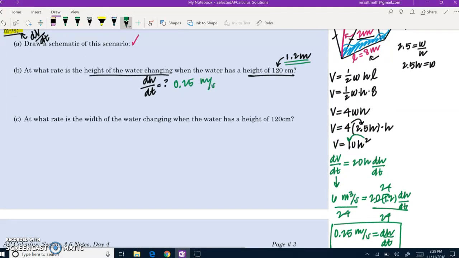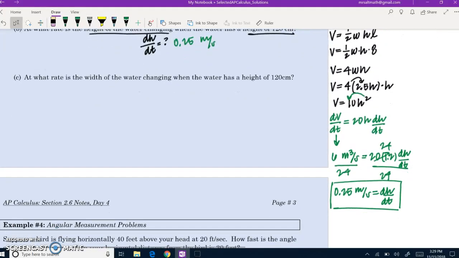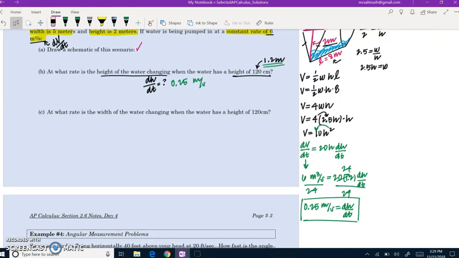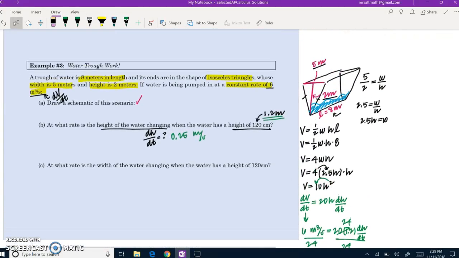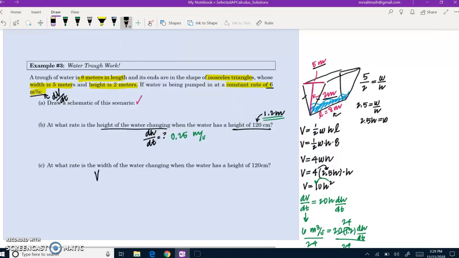So that's the process of solving for dh/dt if we're given information about the volume and how it's changing over time. Now what we're going to find out is that part C is really just asking us to reverse this process for width instead of for height. So let's go ahead and set that up. From part B, we came up with the equation that volume is equal to 4 times W times H. That's that guy right there.